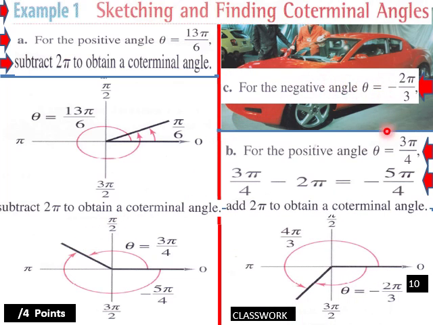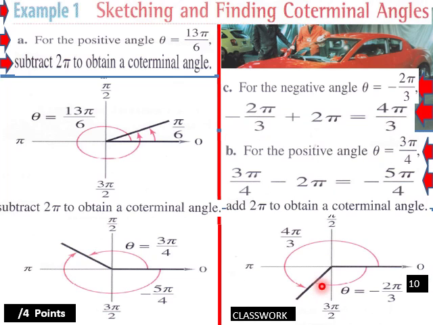And then for the negative angle, negative 2/3 pi. So negative, we go clockwise. This would be negative 2/3 pi. And then to find a coterminal angle, negative 2/3 pi plus 2 pi. So we go back around this way again for our 2 pi, and we get 4 pi over 3 is what we get there. That would be coterminal with the negative 2 pi over 3.